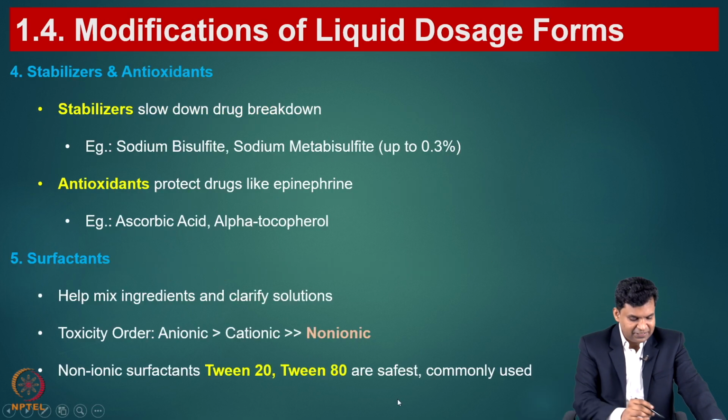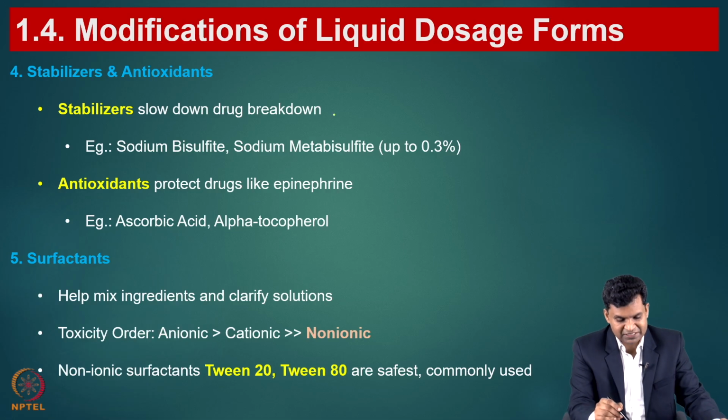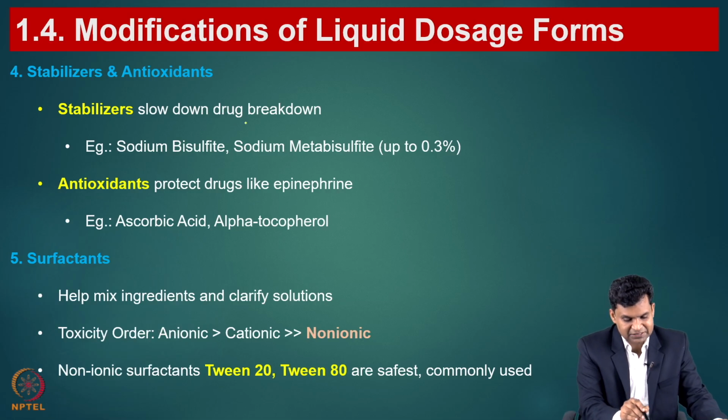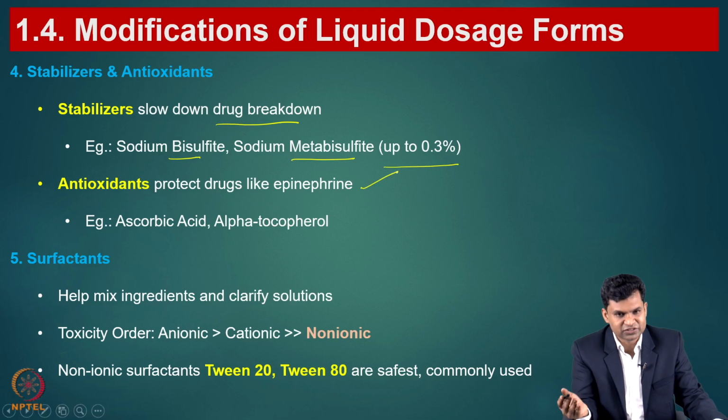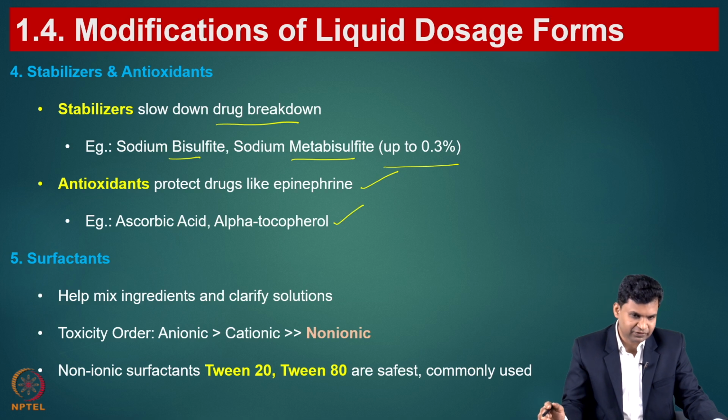These are the stabilizers. We use stabilizers to stabilize the formulations. There are drugs which undergo degradation. In such cases we can use sodium bisulfite and sodium metabisulfite in low concentration. Also antioxidants, which prevent the oxidation mechanism: ascorbic acid, vitamin C, and alpha tocopherol, vitamin E. When you want to maintain oil formulations, alpha tocopherol is preferable.